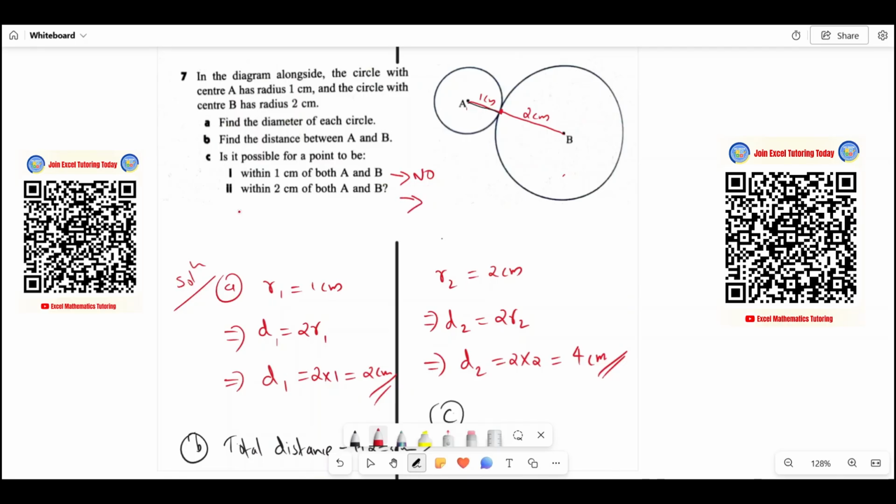And coming to the second part of C, within 2 centimeters of both A and B. If you put a point here, it's within 1 centimeter. So for the second part, we can find a point, and that should be the point at the intersection of both the circles. Now moving on to the next question.